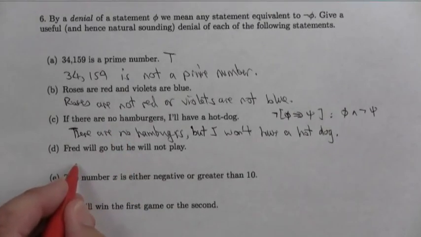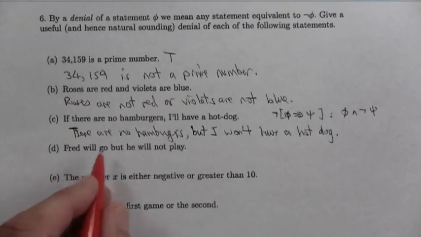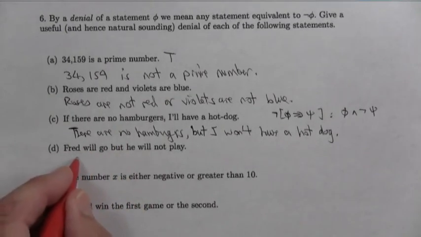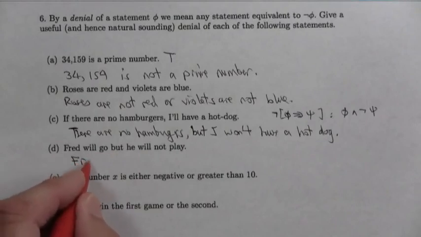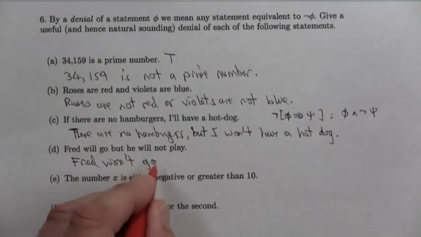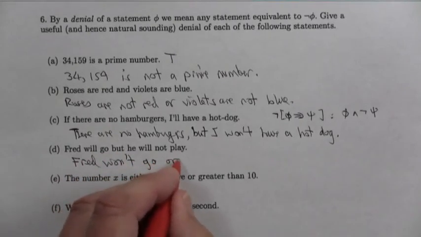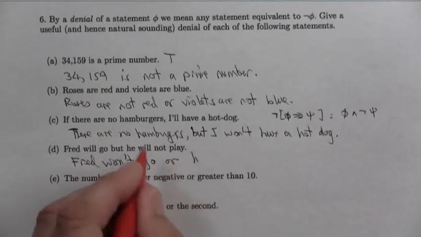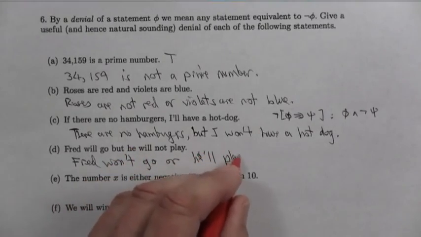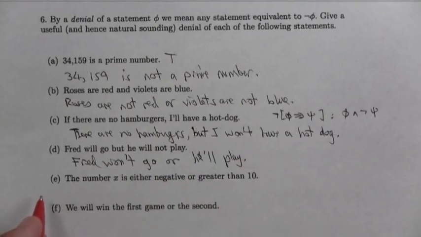Fred will go, but he will not play. Again, the but is really just the same as an and, so when we negate that, we'll get Fred won't go. The and becomes an or. We got or. He'll play.